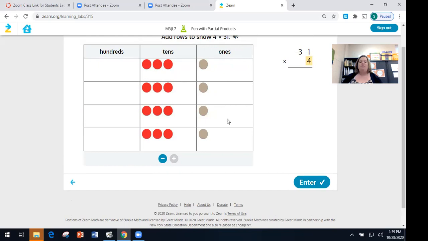Now, guys, you can do this on Zearn yourself. If you are in a homeroom, just check in. All of us have our students put into Zearn, and you can work on these yourself.